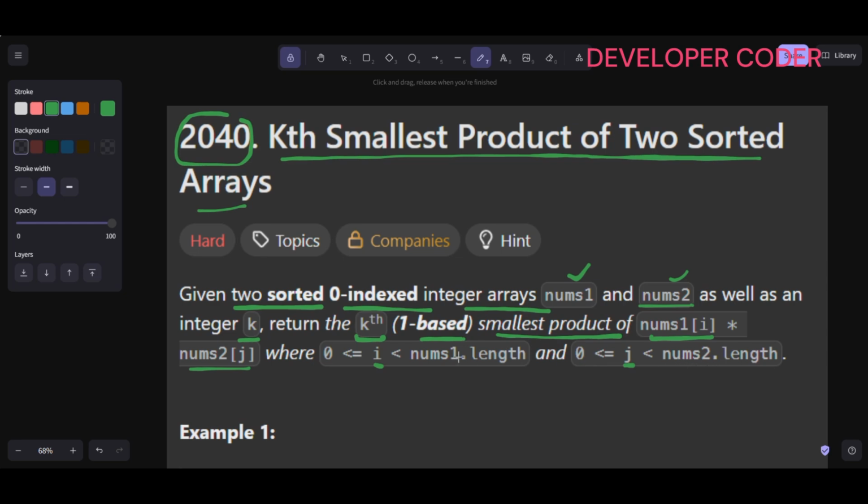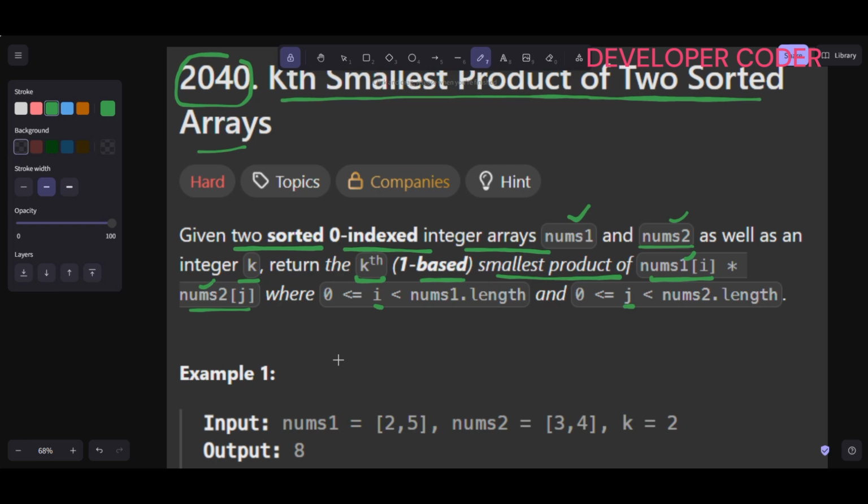Okay, so we are just multiplying two numbers. We are taking one number from the nums1 array and another number from the nums2 array, right? And we need to return the kth smallest product. So we are doing the product like here.